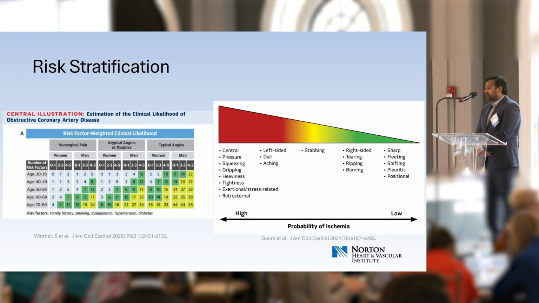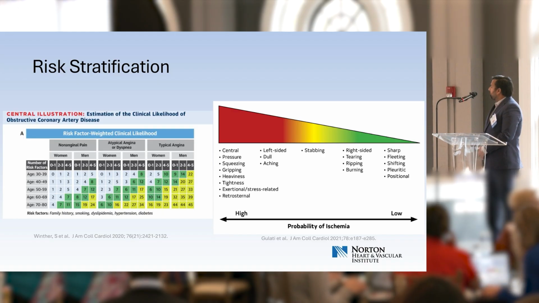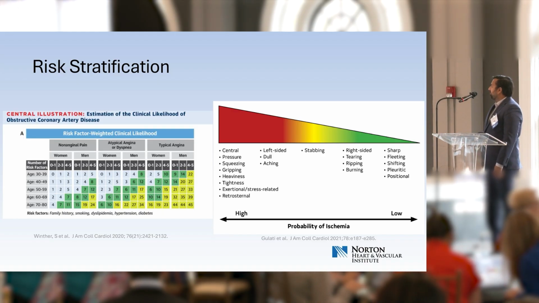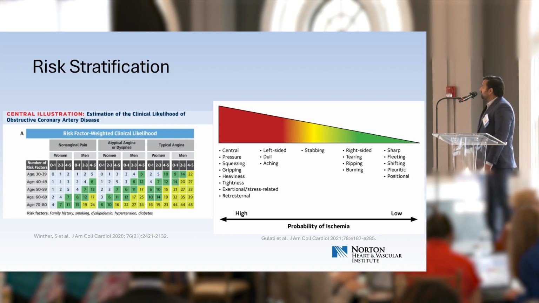The quality of pain is also important, and this image on the right was from the guidelines where they describe the type of pain and the probability of ischemia, with more central pressure, squeezing, heaviness in the chest being more indicative of ischemia, and sharp, fleeting, or pleuritic type chest pain being less likely.